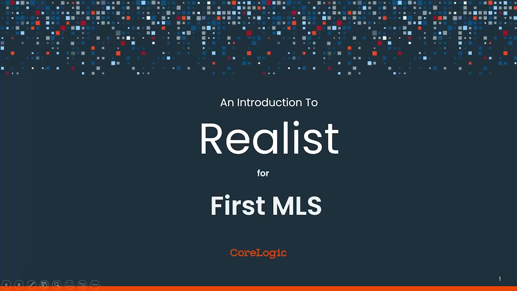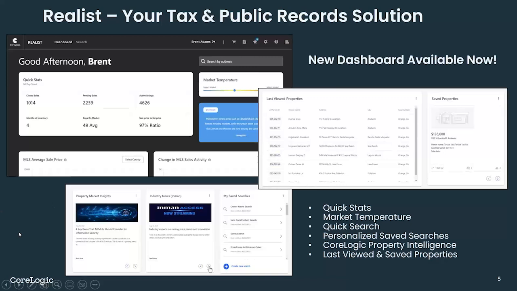And we're just going to go through a quick little PowerPoint here, and then we'll hop into Realist and show you all the great things that you can do. So I'm about to show you again Realist, which is your tax and public record solution. And it integrates with Matrix, your listing system, also brought to you by CoreLogic.